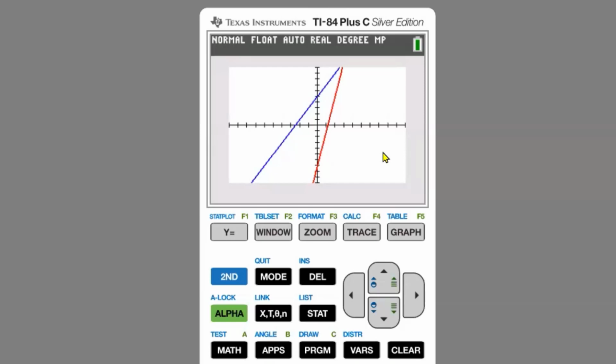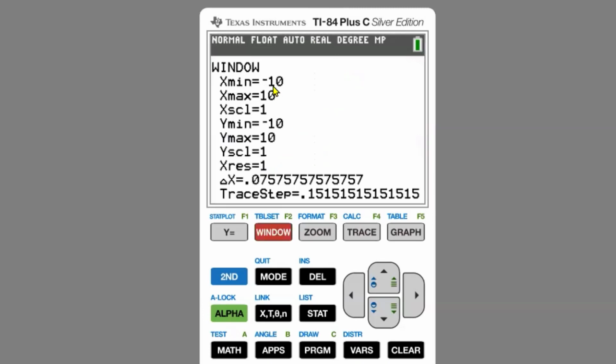Well, if we want to find out the x value where those two are equal, we want the intersection. Notice the intersection is not in our window, but it is up here somewhere in the first quadrant. So let's go back to our window. If we want the first quadrant, we can make our x min 0, our x max can stay at 10, but our y has to be larger.